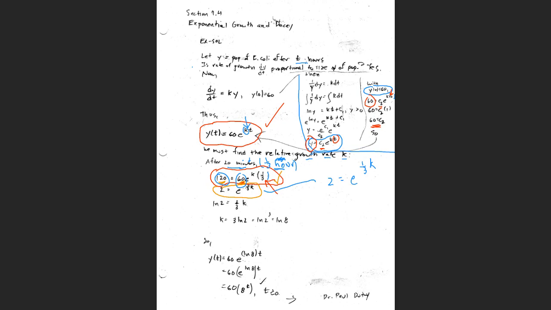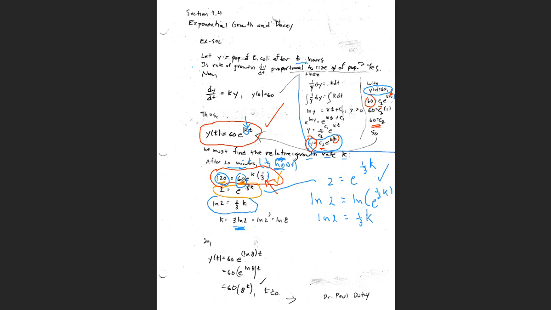And so now, of course, we want to solve for k. I'm going to take the log of both sides of this equation. That gets me that the log of 2 equals 1/3 times k, and that gets me here. Now I can solve for k. k will equal 3 times the log of 2.